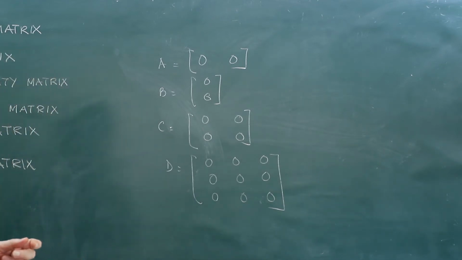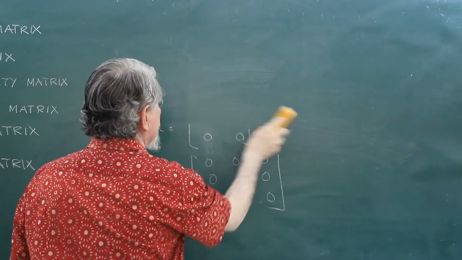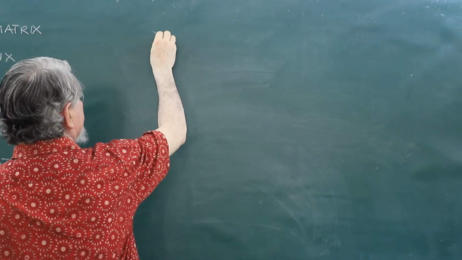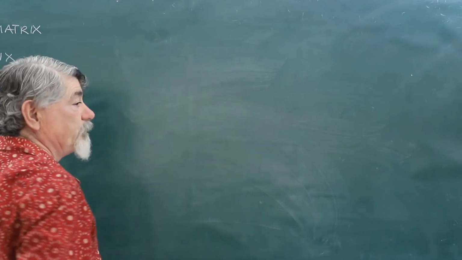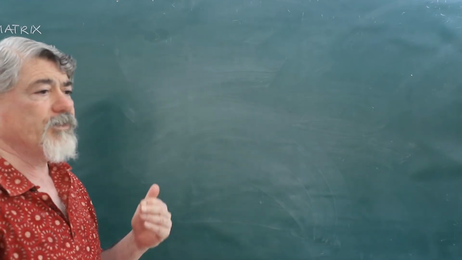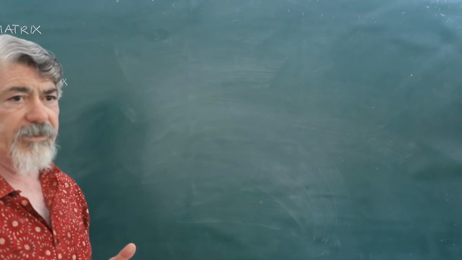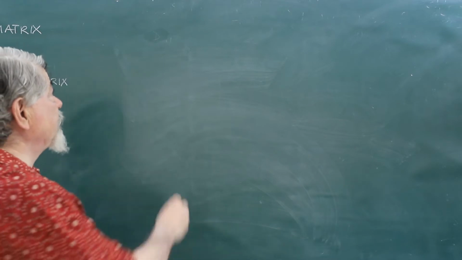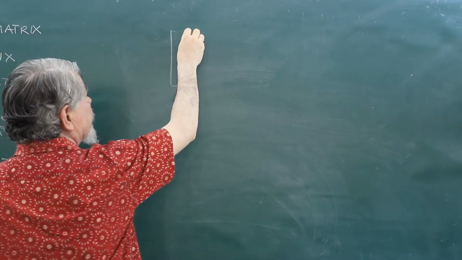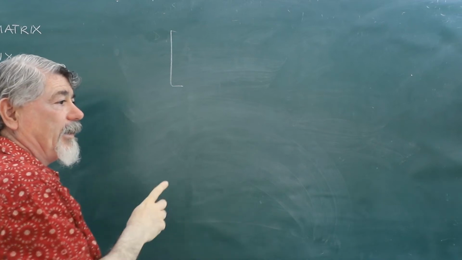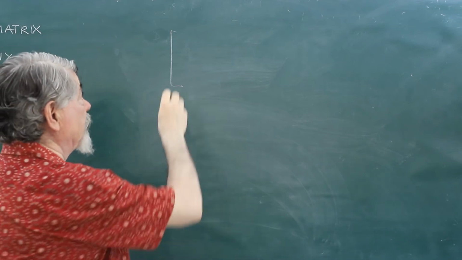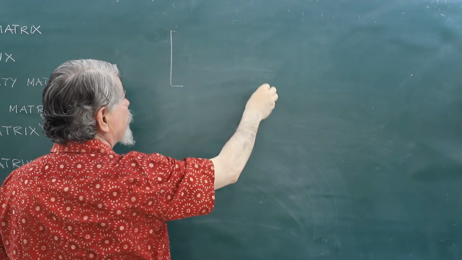The next one is diagonal matrix. Now the other thing is the diagonal matrix has to be a square matrix, because the diagonal is only possible in a square matrix. It is not possible in a rectangular matrix. What is a diagonal matrix? A matrix in which the lead diagonal elements are non-zero. Lead diagonal means starting from top left to the bottom right.